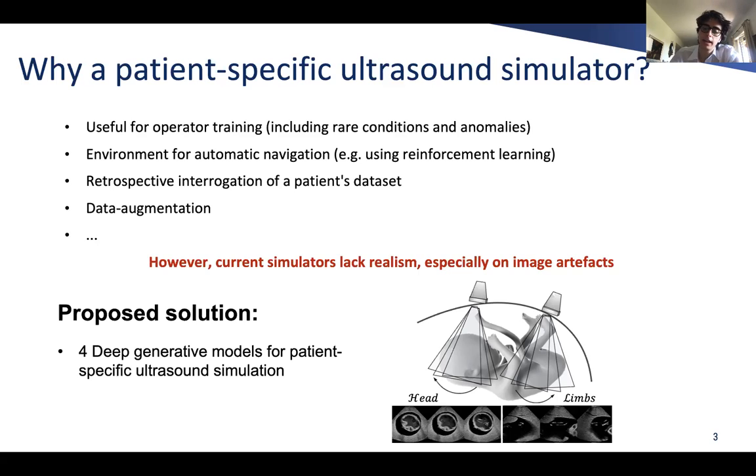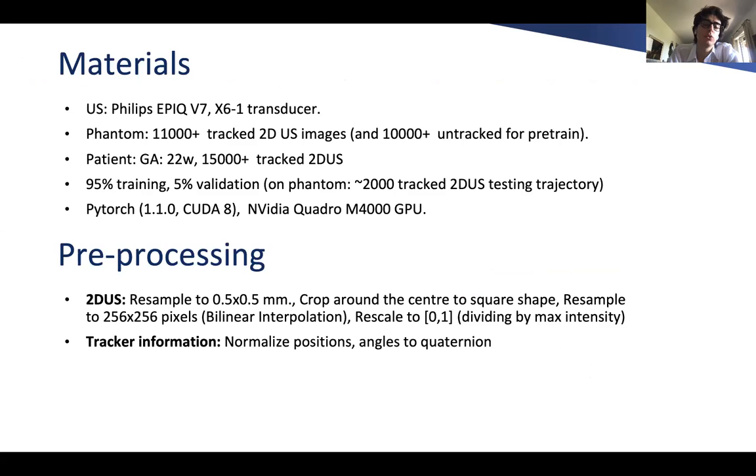Let's start by analyzing the material used throughout the process. We used a high-end ultrasound machine to acquire more than 11,000 tracked 2D ultrasound images for phantom data and more than 15,000 tracked ultrasound images for patient data coming from a 22-week gestational age fetus. On top of that, we used more than 10,000 untracked phantom images for pre-training one of the proposed architectures.